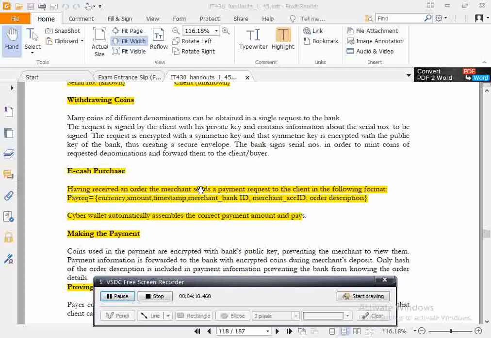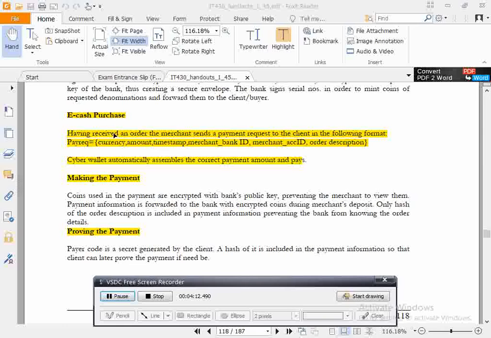जी, तो यहाँ पर है हमारे पास मेकिंग द पेमेंट. Coins used in the payment are encrypted with bank's public key, preventing the merchant from viewing them.